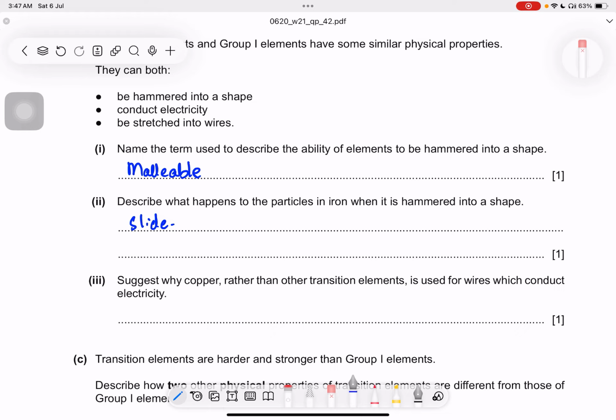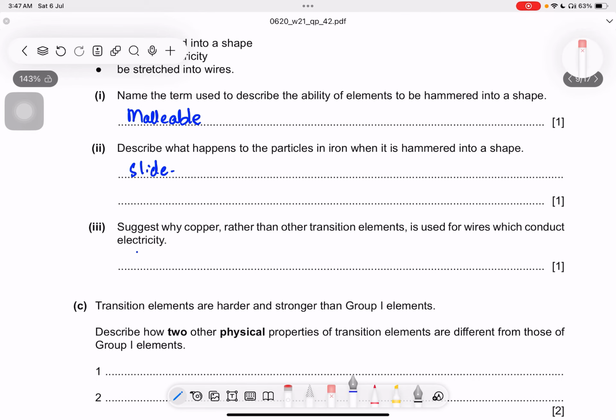Because copper is unreactive. Copper is the least reactive in the list of transition elements. It is very low down in the reactivity series. So copper is unreactive.